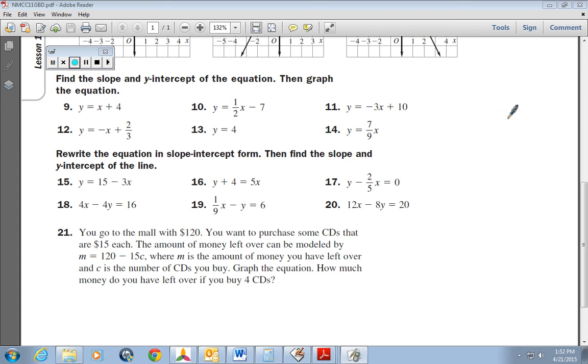Now, if I reverse it and do this, I would still rise 1, but instead I would run to the left. Which one do you want us to do? Both will help you. Both will help you kind of understand.